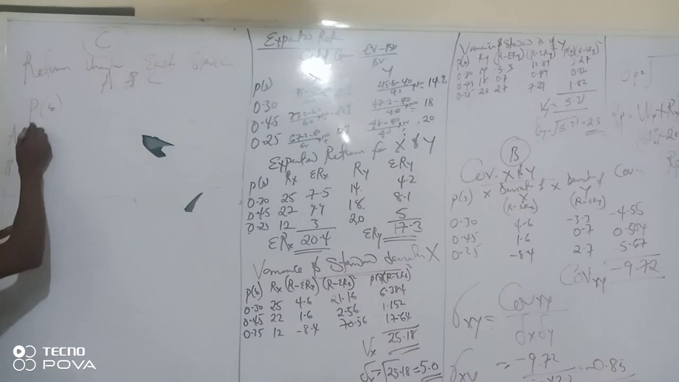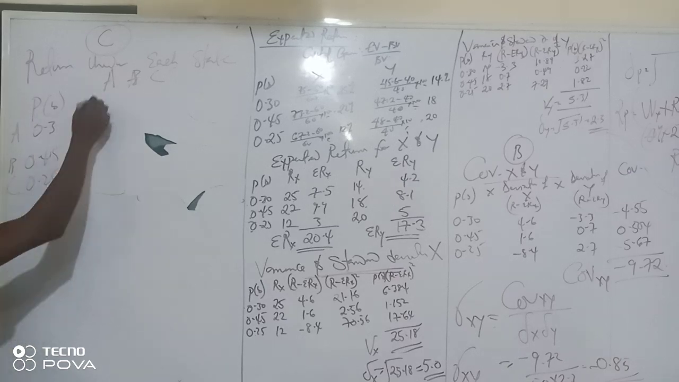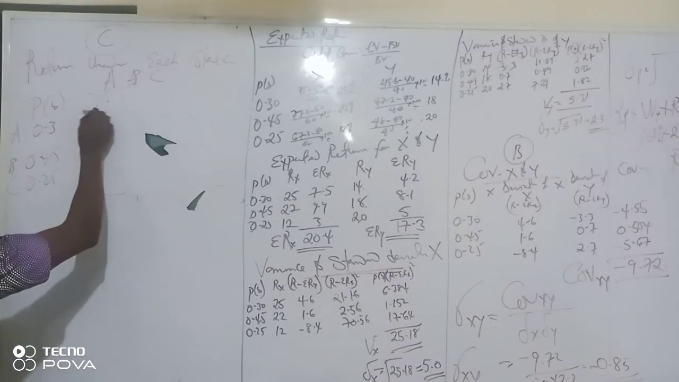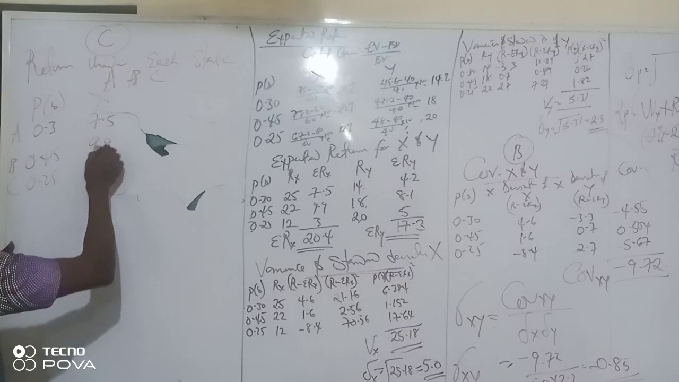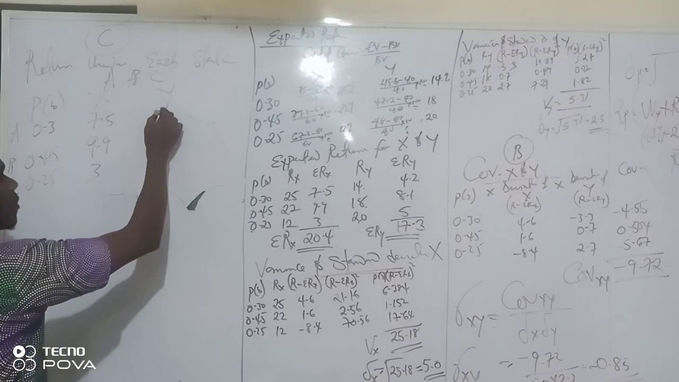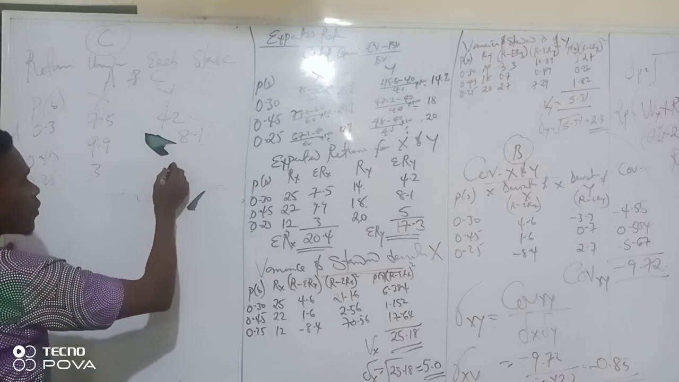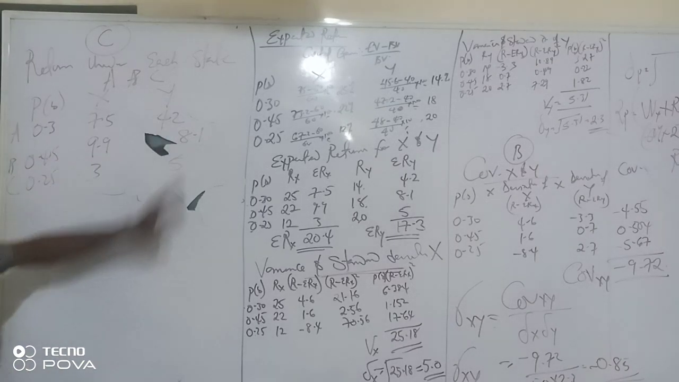The probabilities are 0.3, 0.45, and 0.25. Then for X, the results we are expecting are 7.5, 9.9, and 3. For Y, we are expecting 4.2, 8.1, and 5. These are the returns that we're expecting. Let me pause that picture for you.